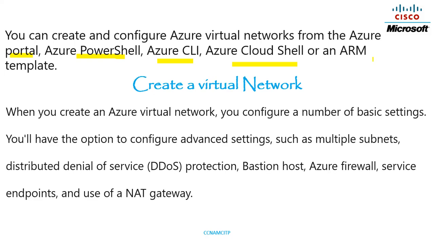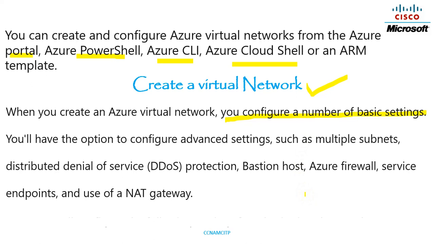And the first thing is to create a virtual network. When you create a virtual network, you configure a number of basic settings. You will also have the option to configure advanced settings such as multiple subnets, distributed denial of service, also known as DDoS protection, Bastion host, Azure Firewall, service endpoints, and use of a NAT gateway. So these are the options we should configure if required. Okay, so let me move further.